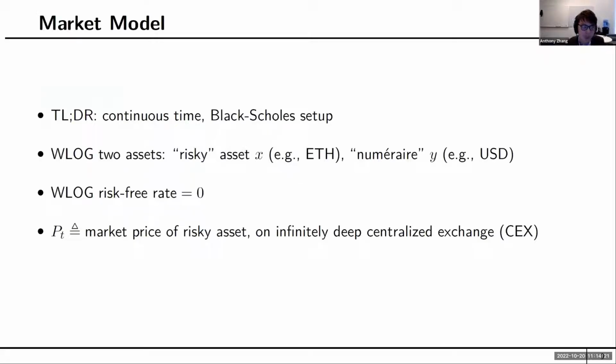Okay, so a relatively simple model of price movements. We're going to work in continuous time and effectively do a Black-Scholes setup. We're going to work with two assets: a risky asset, X, which you can think of as Ethereum, and a numeraire, Y, which is like US dollars, a stablecoin. Assume without loss of generality the risk-free rate is 0. And an important assumption we make is that we assume an infinitely deep centralized exchange like Binance. You can trade an infinite amount and prices don't move.